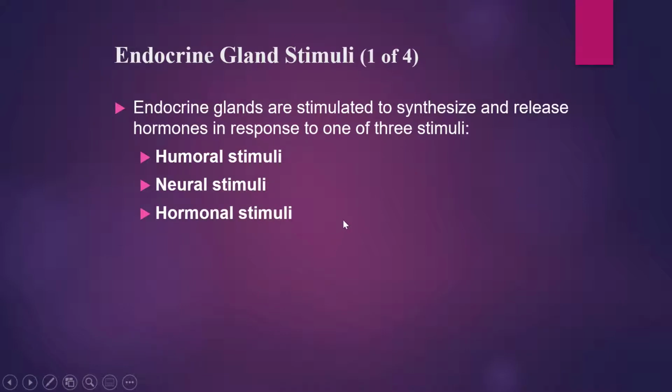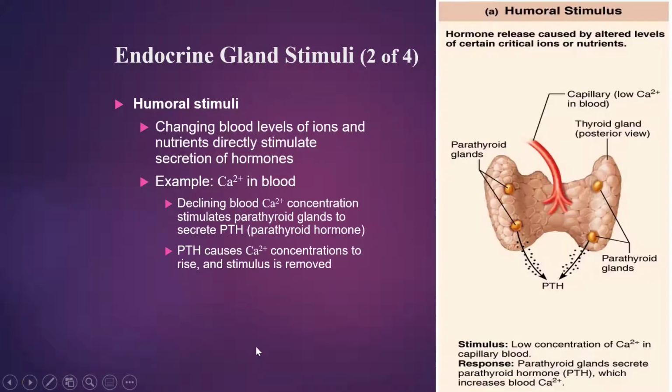Endocrine glands are stimulated to synthesize and release their hormones in response to one of three stimuli. It could be humoral, by the blood or within the blood. It could be neural, that's actually a nervous stimulus. It could be hormonal, or really stimulated by another hormone. And right here, you could see that with the humoral stimulus, for instance, the change in blood level of ions and nutrients would directly be stimulating the secretion of the hormone.